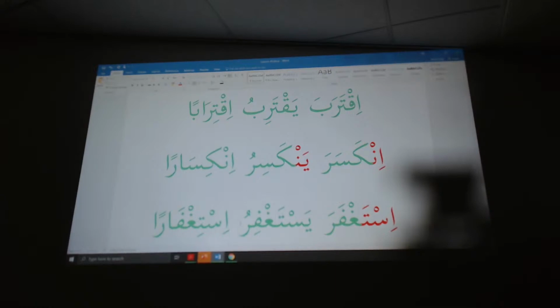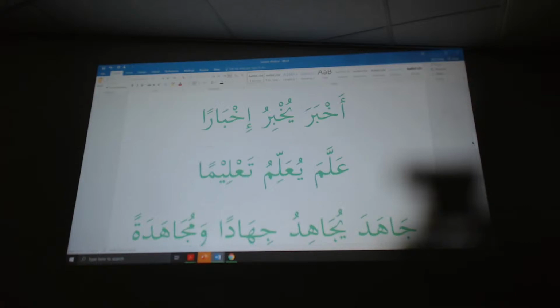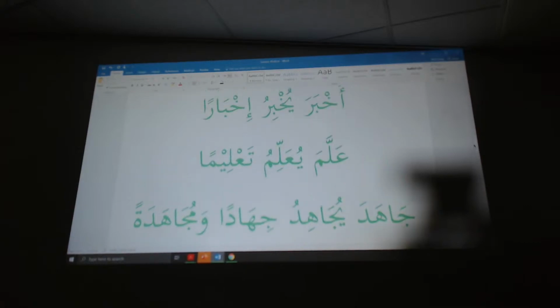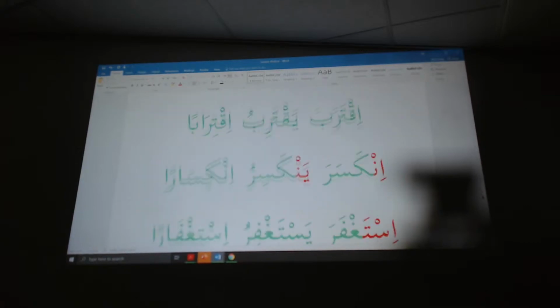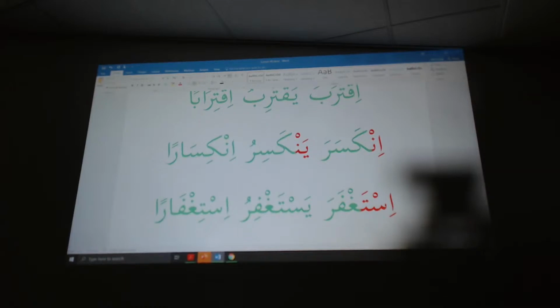Istaghfara yastaghfiru istighfaran fahuwa mustaghfirun. Start again. Focus, everybody together. Focus on this. There is a majhul for this one, and remember the command will be istaghfir. Just like this was inkasir, just as this was iqtarib, just as this one akhbir, just as this one allim, this one jahid. So you'll follow that exact same pattern. So istaghfara, okay, 3, 2, 1, go.